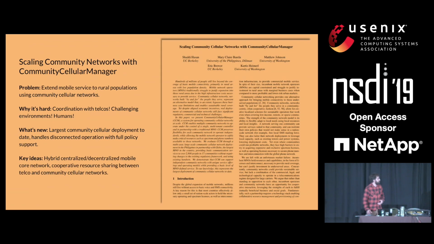And so the last paper of the session, Scaling Community Networks with Community Cellular Manager, is tackling the problem of how you expand service to rural areas. And the idea here is that we are going to build a new network architecture that's well suited for community-based networks, and we're going to enable cooperative interaction between telcos, which hold some scarce resources that are needed to run a cellular network, and community networks. And by doing this, this paper shows that it's able to build a system that supports some of the important use cases for rural areas, and also is able to support the largest community cellular network deployed to date.